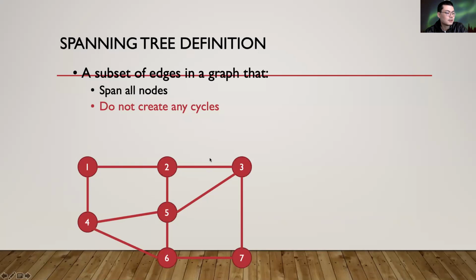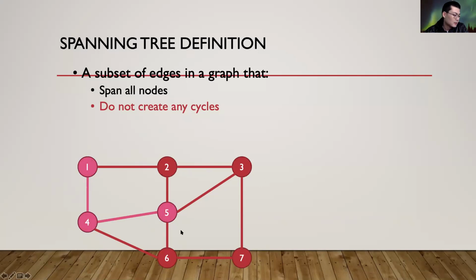This is a cycle, this is a cycle, and 1, 2, 5, 6, 4 is another cycle, right? And then 1, 2, 3, 7, 6, 4 is another cycle. There are many cycles. Okay, and so how do we avoid those cycles? Well, you can create a spanning tree.